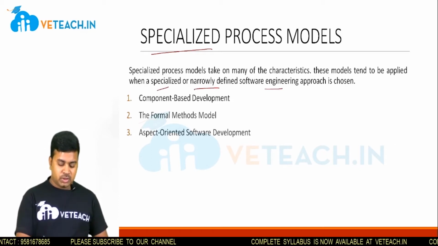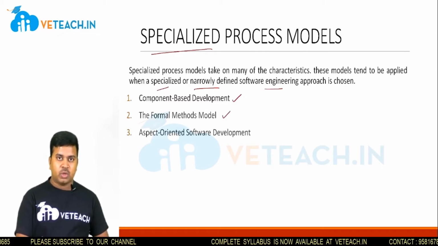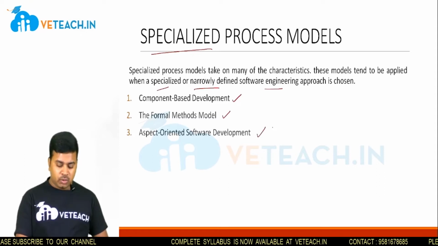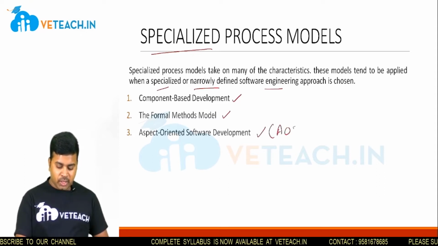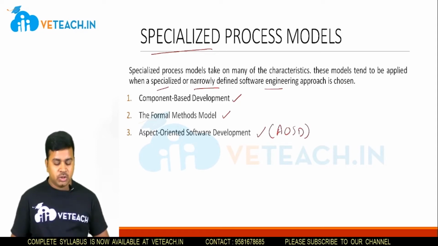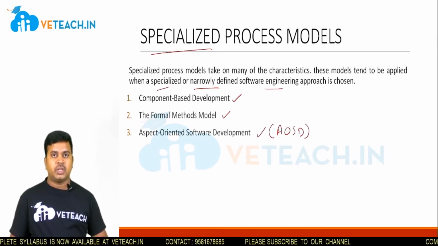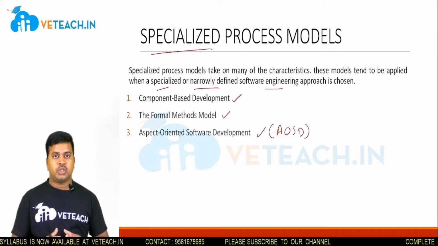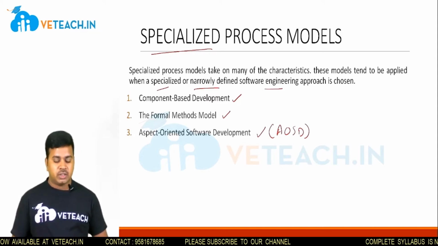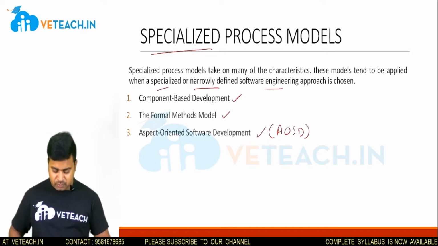The first one is component based development, the second one is formal methods model, and the third one is aspect oriented software development. In short, you can call this AOSD, aspect oriented software development. These models will be used when the requirements are narrowly defined, that means complete description about the project is not completely defined. In this case we can follow these three models to design a software.